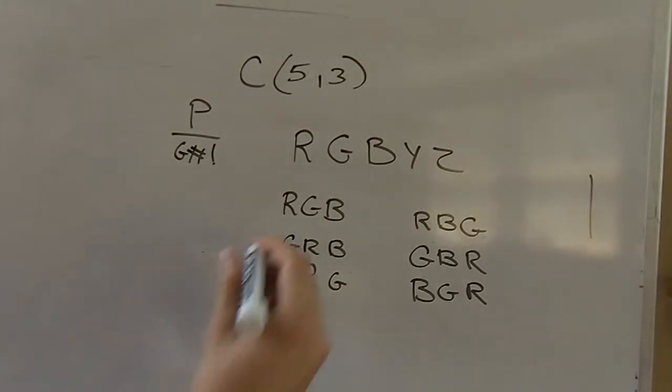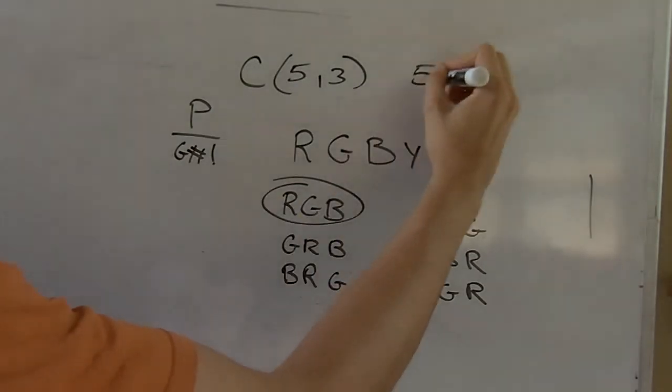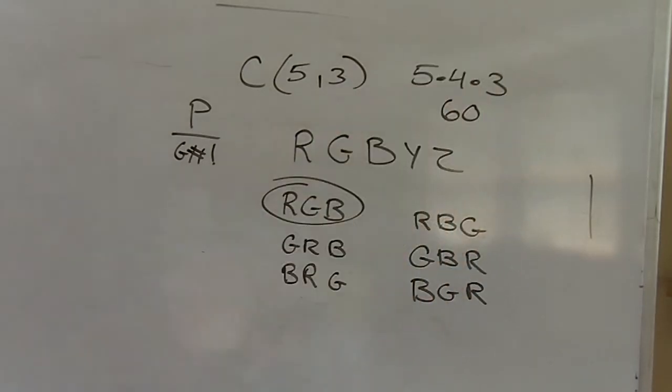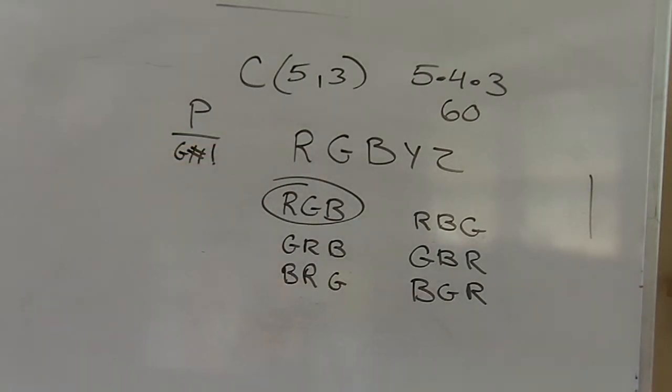However, only one of the 6 counts in a combination. So in other words, out of all the possible outcomes, when you find all the permutations, which is 5 times 4 times 3, there are 60 different possible groupings of 3 for these 5 letters, but only 1/6 of those count.